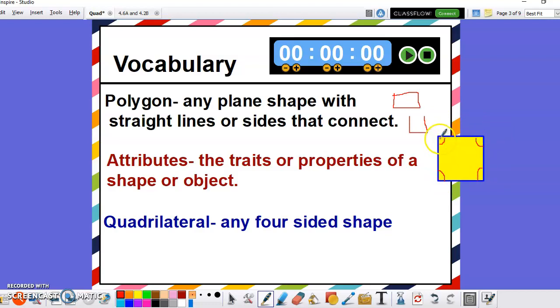I also see that it has parallel lines. This top side is parallel with this one down here, and this side right here is parallel with this side over here. And we have another vocabulary word, which is quadrilateral. That is any four-sided shape. So I can also classify or name a shape based on how many sides it has. So 1, 2, 3, 4. It's four-sided. It would be a quadrilateral. This is also called a square.